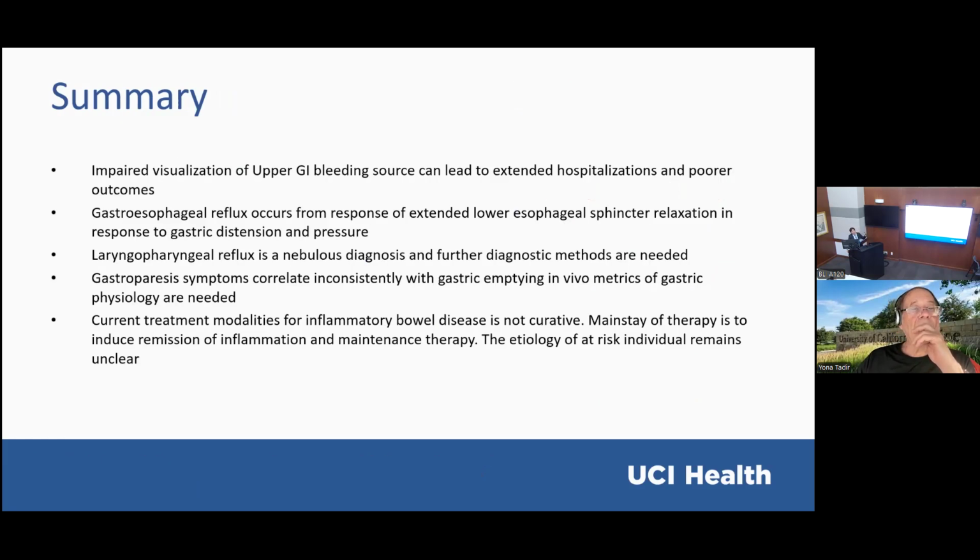So, in summary: can we visualize upper GI bleeding with infrared imaging? Can we measure gastroesophageal reflux with an adjunct therapy by measuring sphincter relaxation relative to gastric pressure? And can we quantify laryngopharyngeal reflux based on an advanced imaging modality to see if there's acid exposure and damage going on within the pharynx? Gastroparesis is a poorly understood condition, but we need a little more diagnostic modality to see what's happening physiologically as people are eating their diets outside of the hospital and whether they're emptying out appropriately. And then IBD is not curative. At best, we can suppress the inflammation, but they need lifelong treatment. So those are the ideas I had.